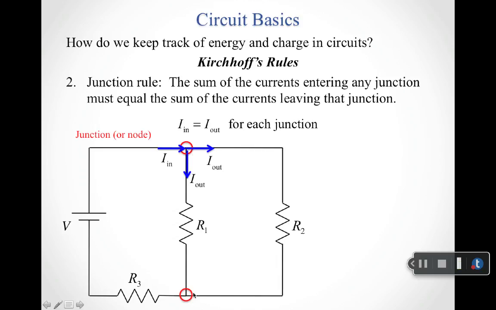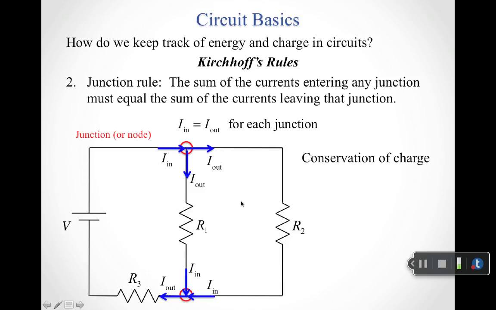You've got a second junction down here, and so our junction rule has to apply. It's fairly easy to see that whatever comes out of the top junction across resistor 1 is going to come into this bottom junction. Whatever goes across resistor 2 is also going to come into the bottom junction. Those 2 currents will recombine and go back into the battery. So the I out at this bottom junction is exactly the same as the I in at the top one.